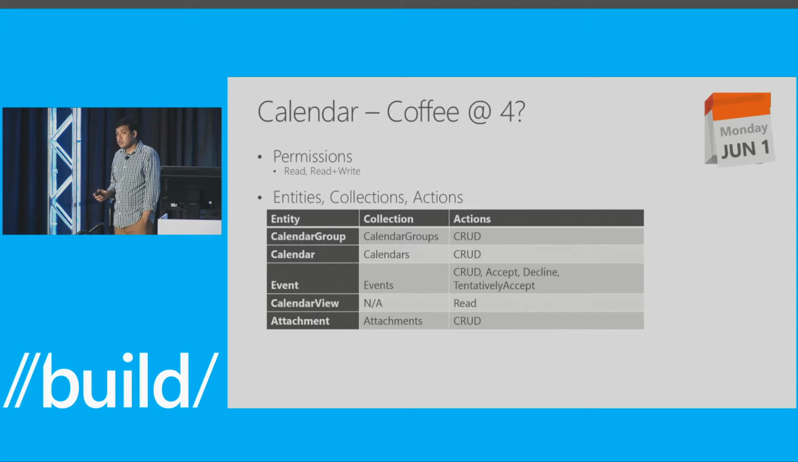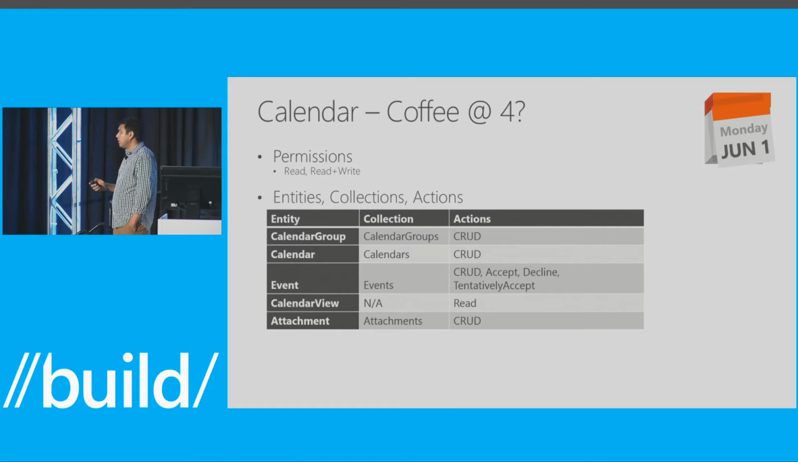Calendar has just two permissions, read, write. And this is actually a very rich API. Calendar also seems easy, but it's quite complex. Calendar group is a container for calendars. So folks who are heavy users of calendars would like to have multiple calendars which they group together. And then within a calendar, of course, you can have events. Events can be created, updated, deleted, but also accepted, declined, and tentatively accepted.